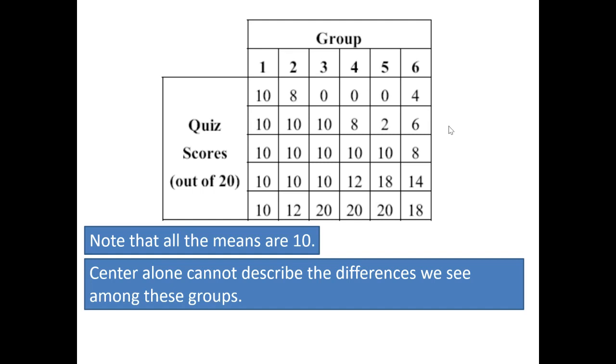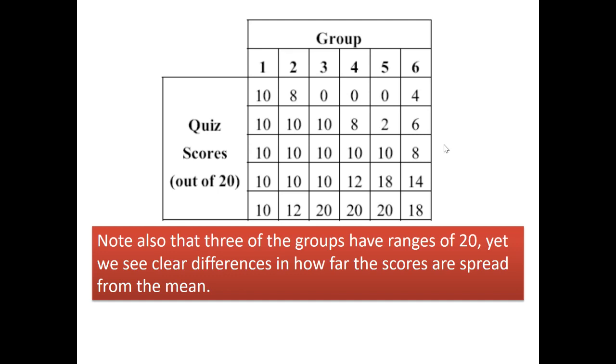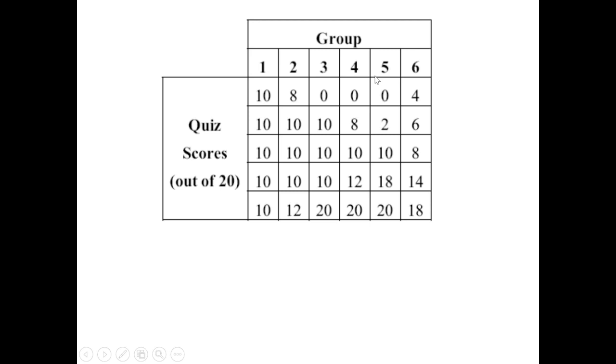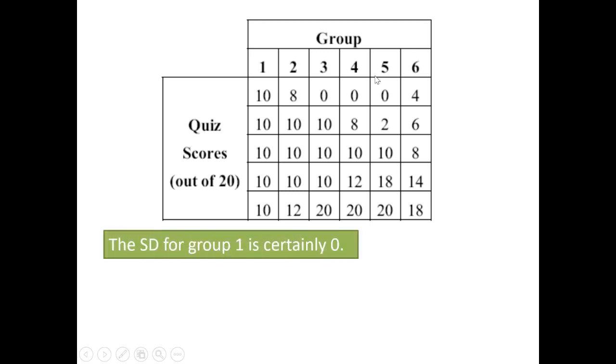So I can't just use the center to describe the differences in these groups, because we can see there are some differences in these groups. So instead I have to use other information. I can't just use the center. Also, 3 of them have a range of 20. 20 minus 0 is 20. So just using a range also isn't going to be enough information, because if I just use the mean and the range, I couldn't tell groups 3, 4, or 5 apart. So instead, we use some other things.